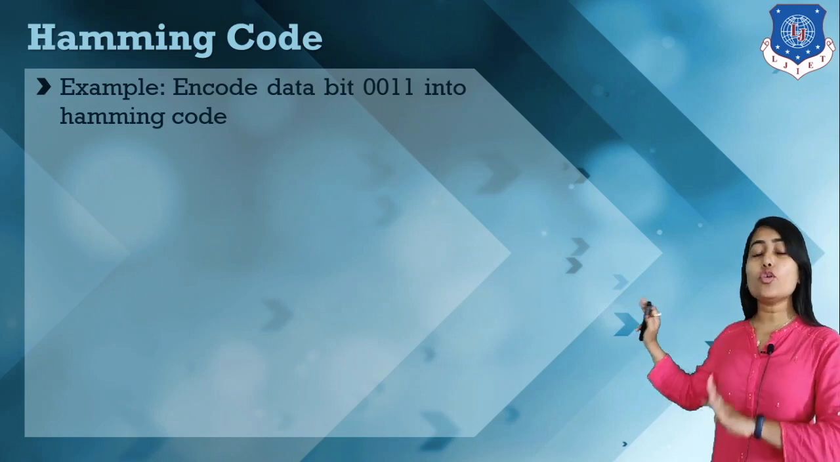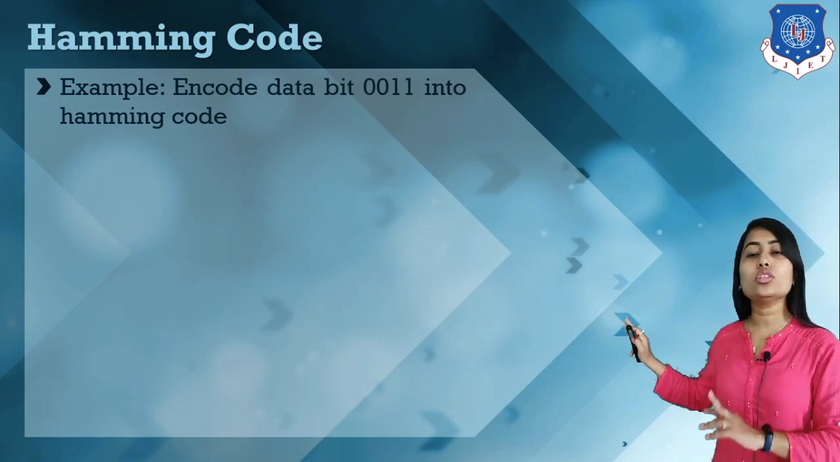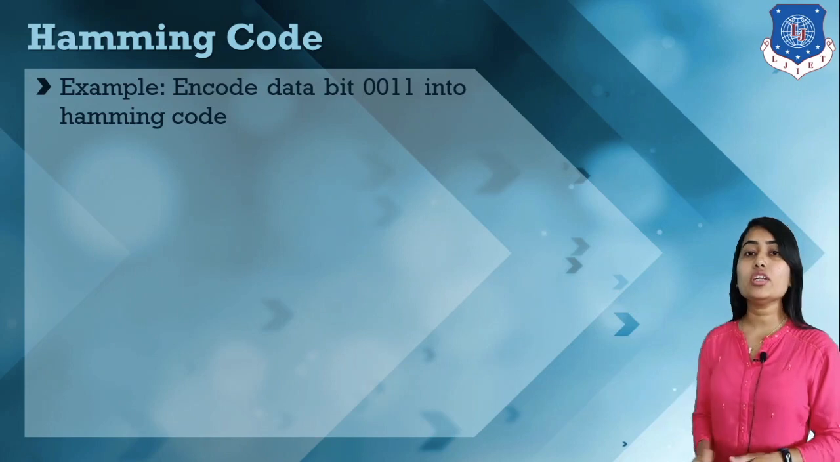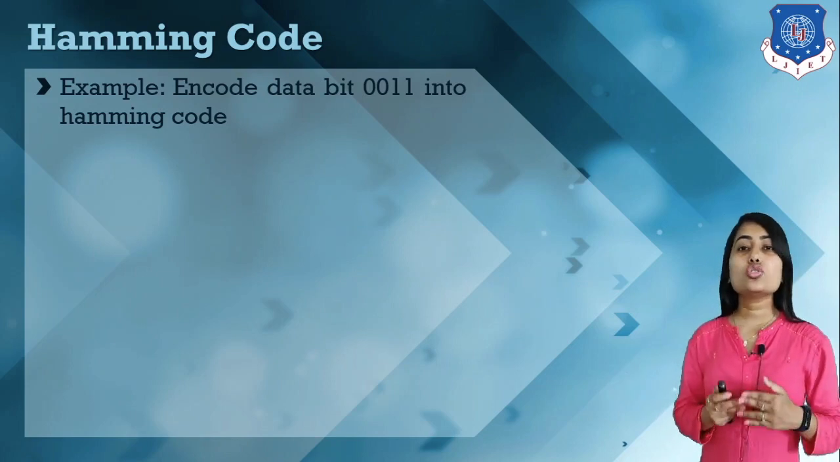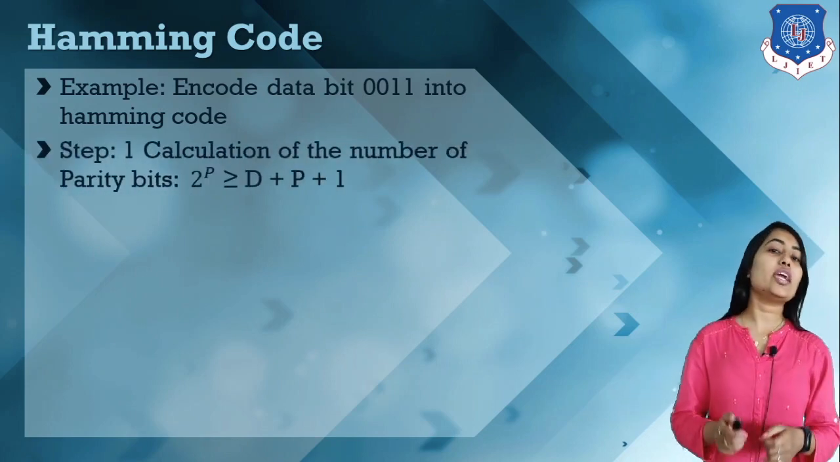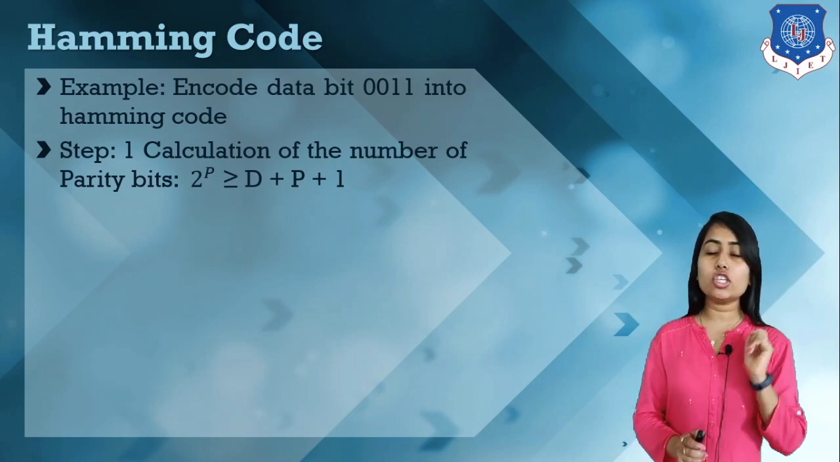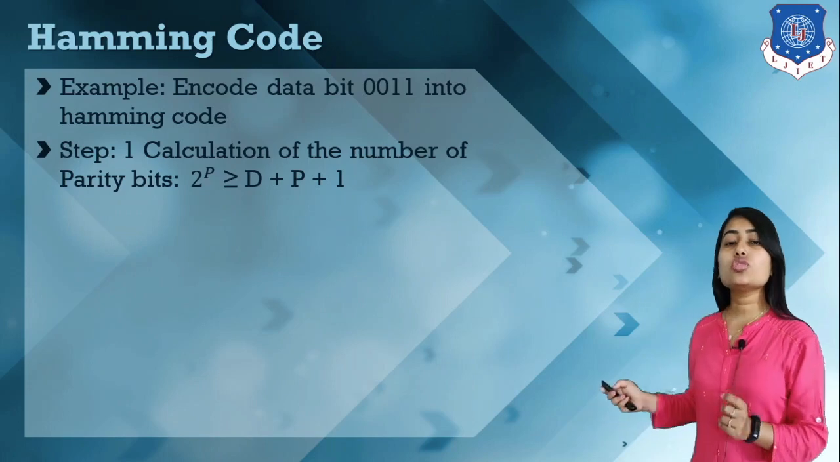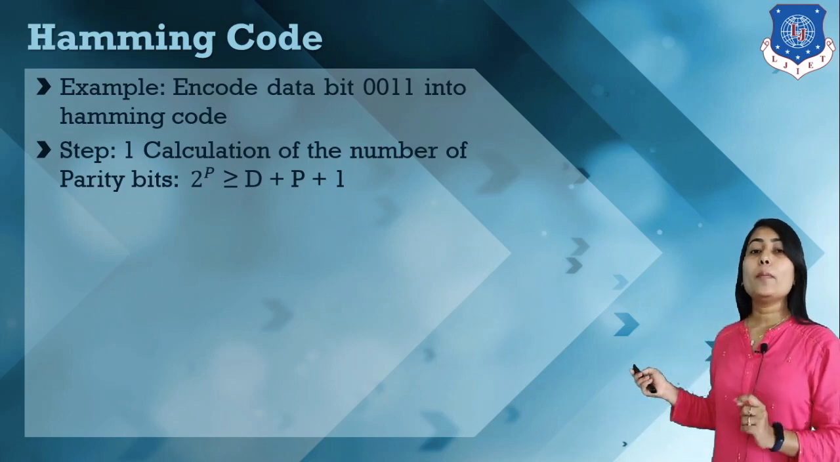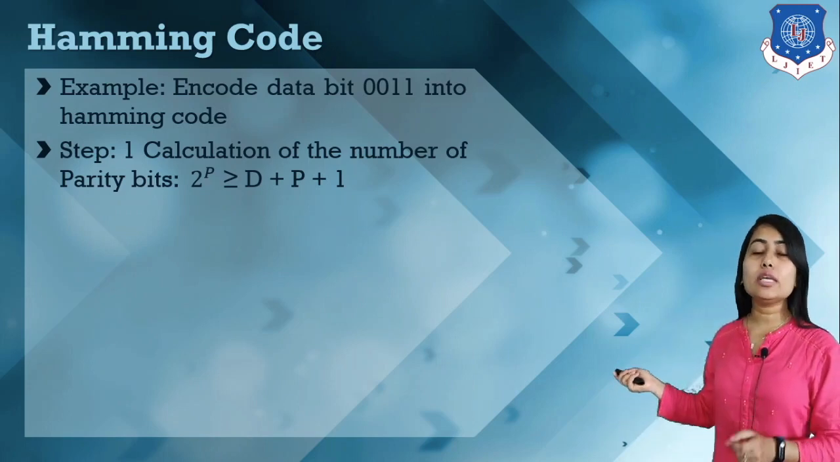Okay, we have a 4-bit message, and we have to encode that message into Hamming code format. So how can we encode that? Step number 1: calculate the total number of parity bits using this equation, 2 raised to p greater than or equal to d plus p plus 1.